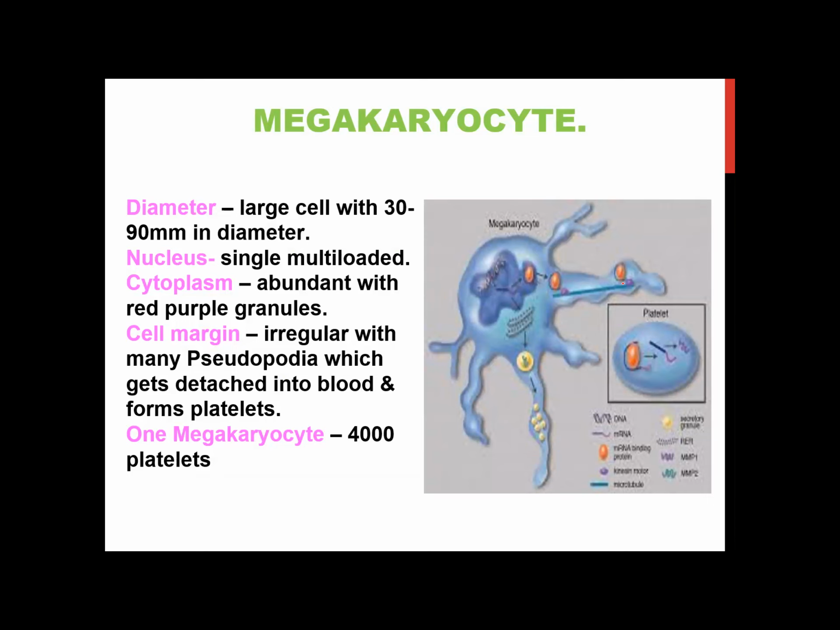Then after the promegakaryocyte, it now develops to a megakaryocyte. Now, the megakaryocyte is a very large cell with 30 to 90 micrometers in diameter. Nucleus is single, multilobed. Cytoplasm is abundant with red-purple granules. Cell margin is irregular with many pseudopodia, which get detached into the blood and form platelets. One megakaryocyte, class, is known to produce up to 4,000 platelets.